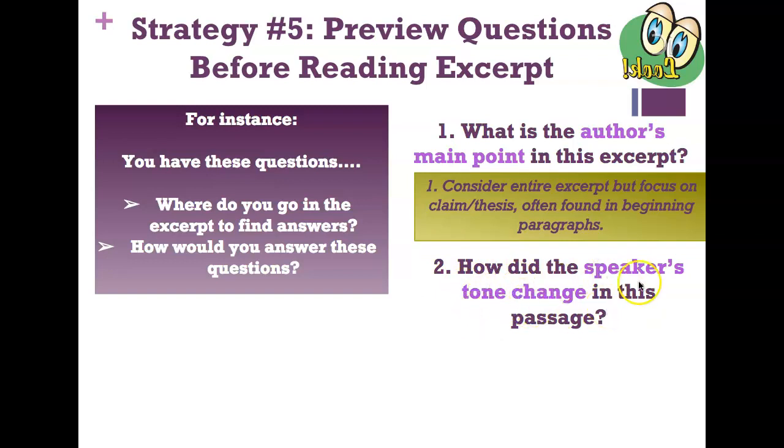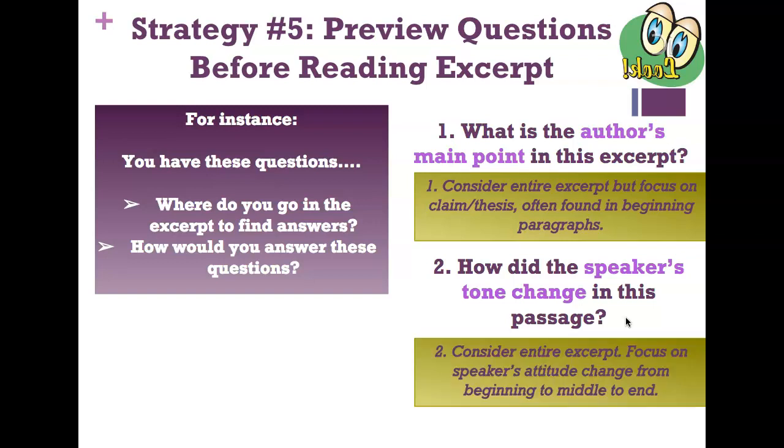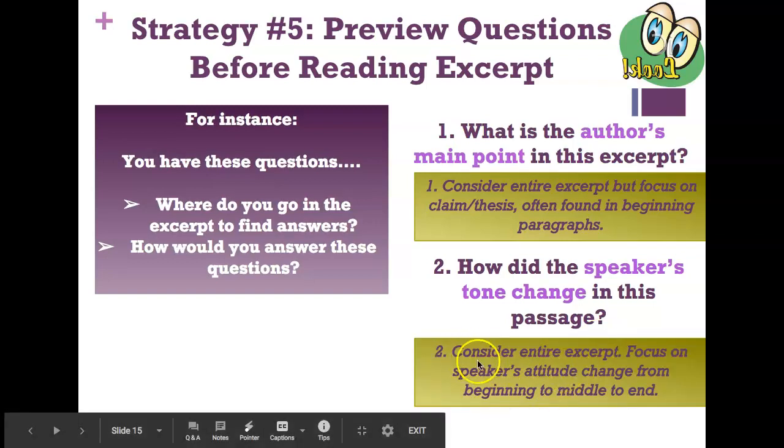So I'm really looking for the speaker or the character who is speaking, the author, if it's the author who's speaking, whoever is doing the speaking. I'm going to look at their attitude at a couple different points in the passage. I'm going to look at the beginning, the middle, the end to see if I can determine, and I can if I take it in chunks like that, I can figure out how the tone has changed from beginning, middle to end. So the strategy here: consider the entire excerpt and focus on the speaker's attitude change from beginning to middle and end.